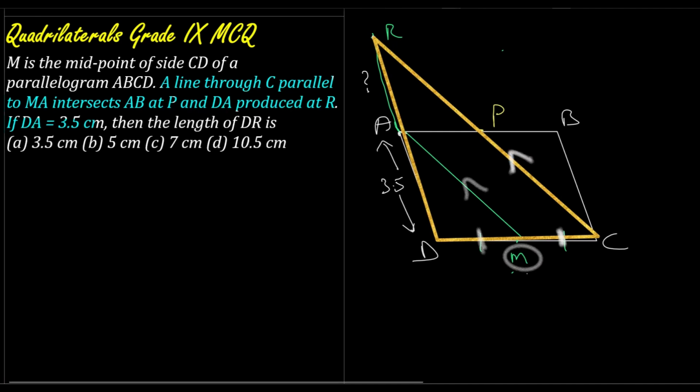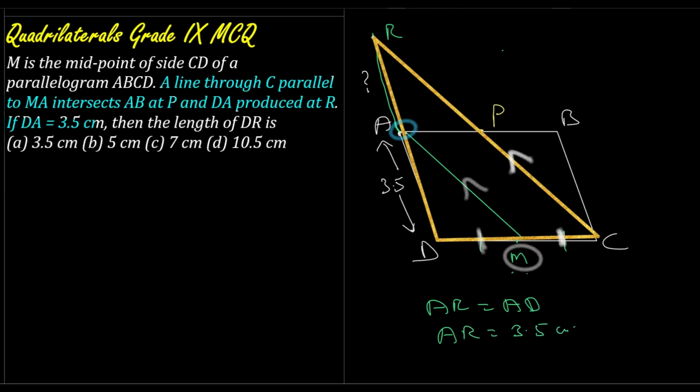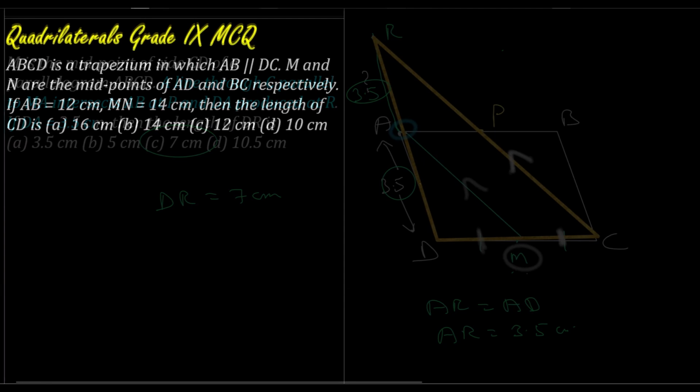So by the converse of midpoint theorem, we can say that A must be the midpoint of DR. In that way, AR should be equal to AD. And AD is 3.5, so AR will also be 3.5 centimeter. This is 3.5 and this is also 3.5, so the total length DR has to be 7 centimeter. Yes, option C is correct in this case.